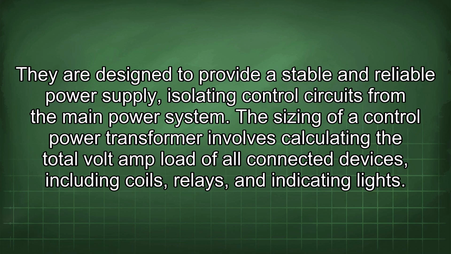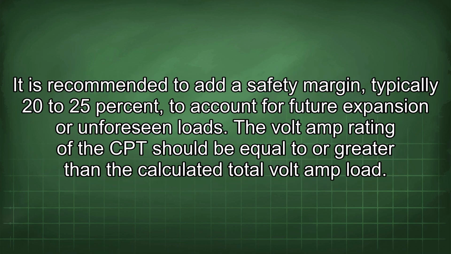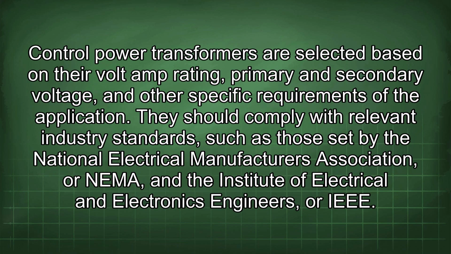The sizing of a control power transformer involves calculating the total volt-amp load of all connected devices, including coils, relays, and indicating lights. It is recommended to add a safety margin, typically 20 to 25%, to account for future expansion or unforeseen loads. The volt-amp rating of the CPT should be equal to or greater than the calculated total volt-amp load. Control power transformers are selected based on their volt-amp rating, primary and secondary voltage, and other specific requirements of the application.